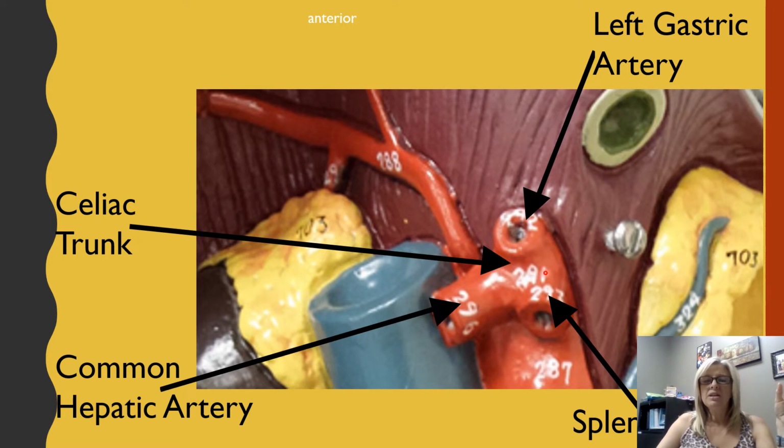Remember, I'm pointing to the center area here, so that's the base, so that is the celiac trunk. The one branching off to our left, or the patient's right, is the common hepatic artery. At the top, going up towards the stomach, is the gastric artery, and that's going to be the left gastric artery. And then over on our right, or the patient's left, is the splenic artery, so it's going to go off towards the spleen.